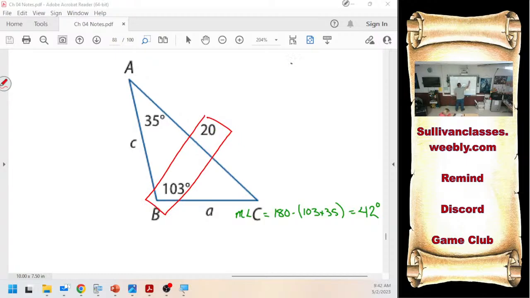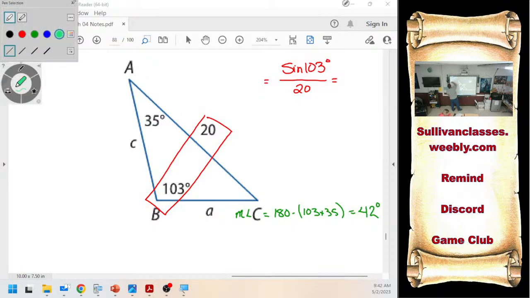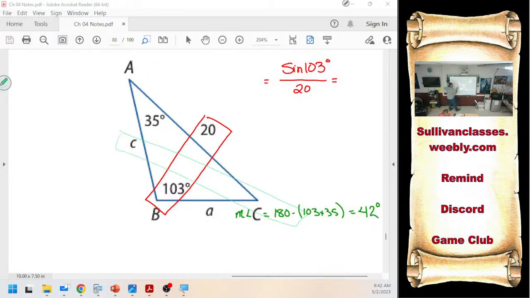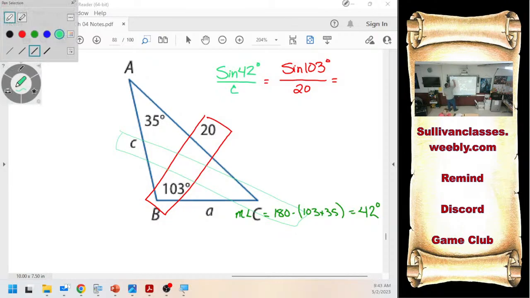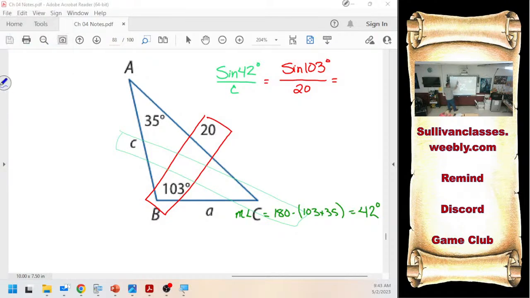So I can now say the sine of 103 over 20 is the sine of 42 over C and, A over A, I also have sine of 35 over little a. Start cross multiplying and solving.